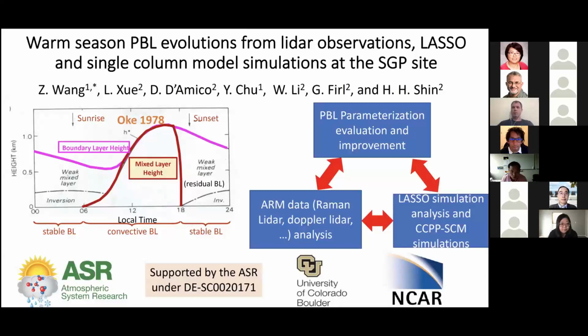So this work is a joint effort between CU Boulder and NCAR. Lulin is leading the NCAR effort. What we try to address is the PBL parameterization and its processes. As the left figure indicates, the PBL is complicated, so there is a lot of confusion about what we should call the PBL height.